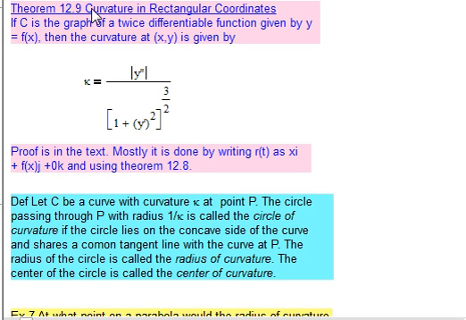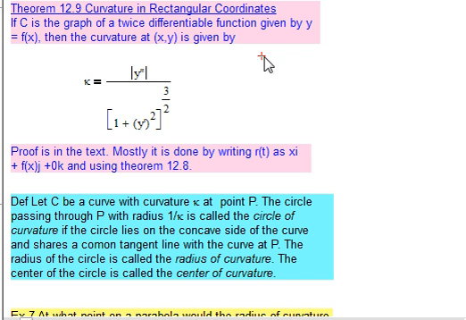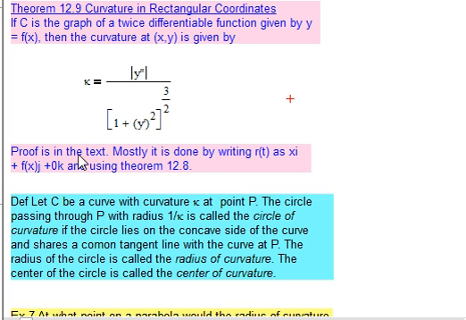So now we're going to look at curvature in rectangular coordinates. See, if C is a graph of a twice differentiable function given by y equals f of x, so now we're in rectangular coordinates here. Then the curvature at x, y, see, we never talked about curvature before when we talked about simple functions that weren't vector valued functions, but we now have a way of doing that.